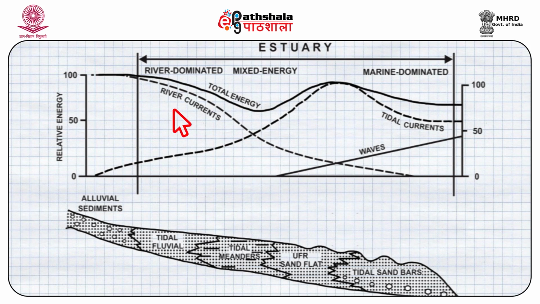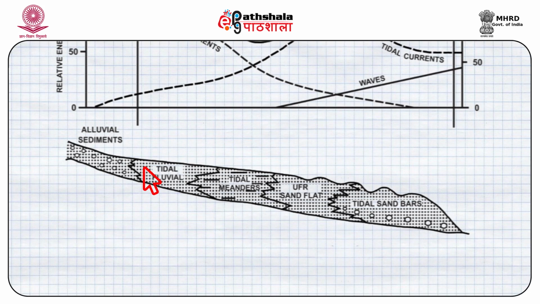The river current will be high on this side and it will continue even to the deeper part of the estuary. The tidal current is very high and it will come down. The point up to which the tidal current will operate, we call the tidal limit of the river. This is an illustration of the different kinds of products that we expect in a tide dominated estuary. On the marine side, we get the tidal sandbars, followed by the upper flow regime sand flat. We get the river system, as I have discussed, with different kinds of meandering: the tidal meanders, then tidal fluvial, and finally the very coarse grained fluvial system.